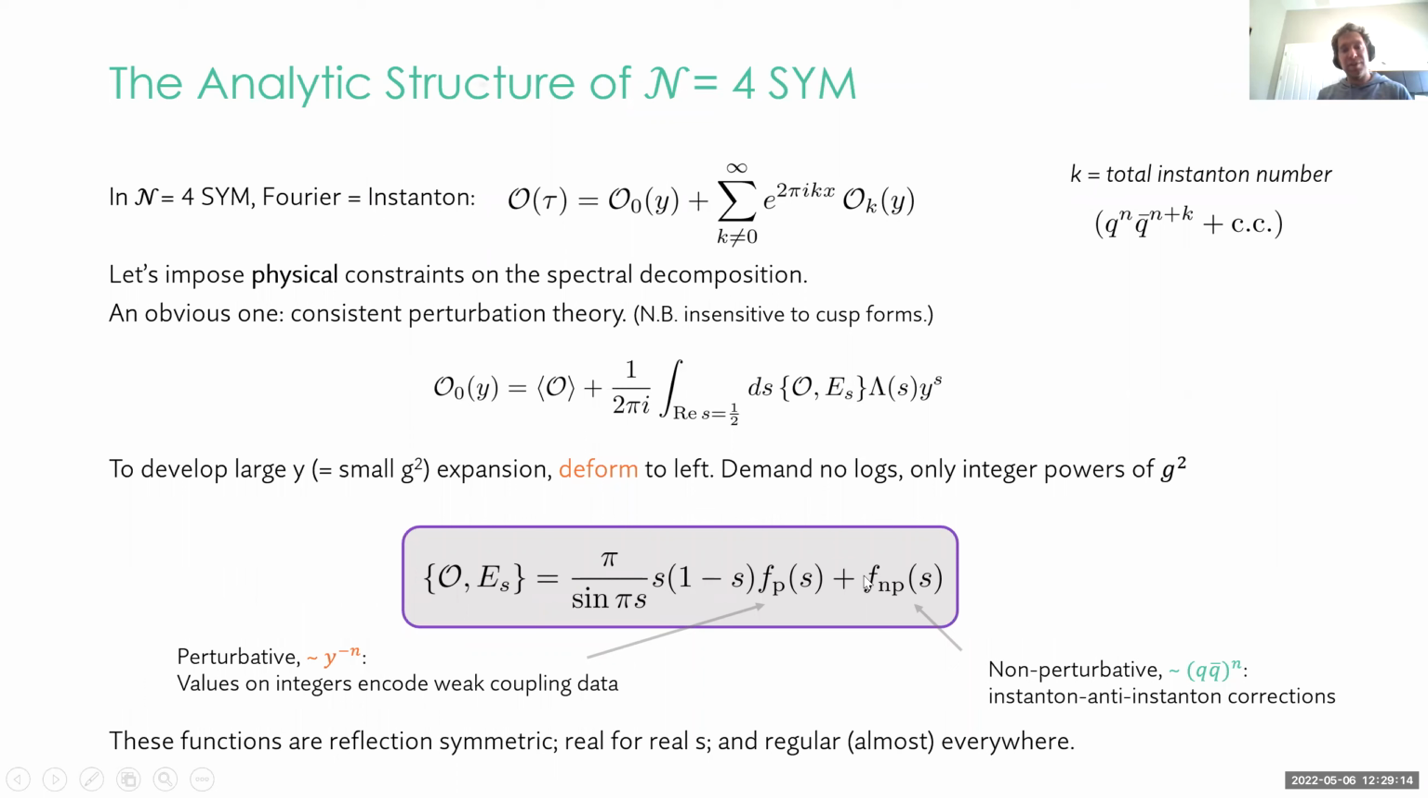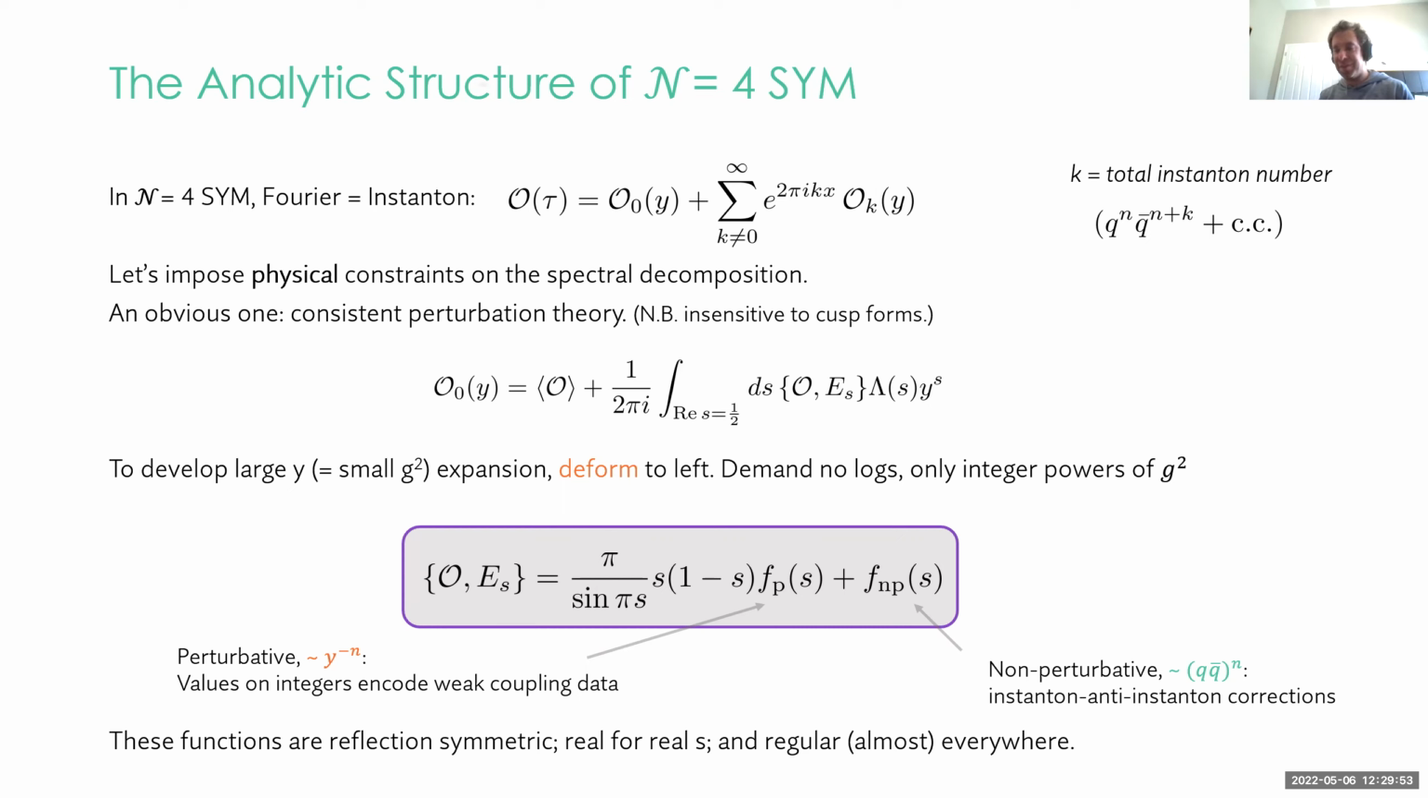To this, you can add a function which we call f_np for non-perturbative, which has no poles and can only contribute in principle to non-perturbative, that is to say, instanton, anti-instanton terms in the expansion of O. These functions are rather nice. They have to be reflection symmetric on account of the reflection symmetry of this. They have to be real for real s, lest you get a complex coupling expansion. And they have to be regular everywhere, except for possible poles at 0 and 1, which end up canceling between the two terms, so I won't explain that further.